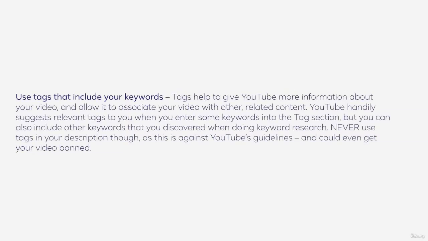Use tags that include your keywords. Tags help to give YouTube more information about your video and allow it to associate your video with other related content. YouTube handily suggests relevant tags to you when you enter some keywords into the tag section, but you can also include other keywords that you discovered when doing keyword research. Never use tags in your description, though, as this is against YouTube's guidelines. You could even get your video banned.